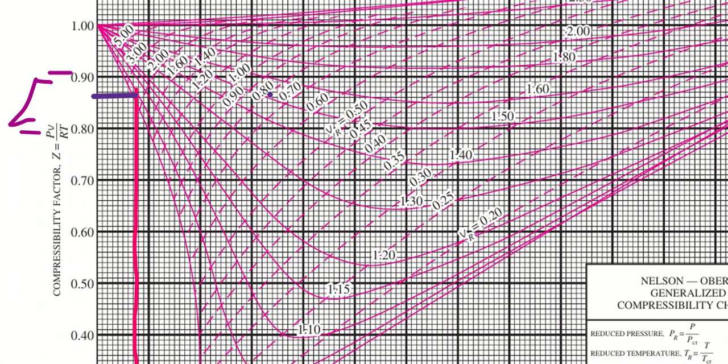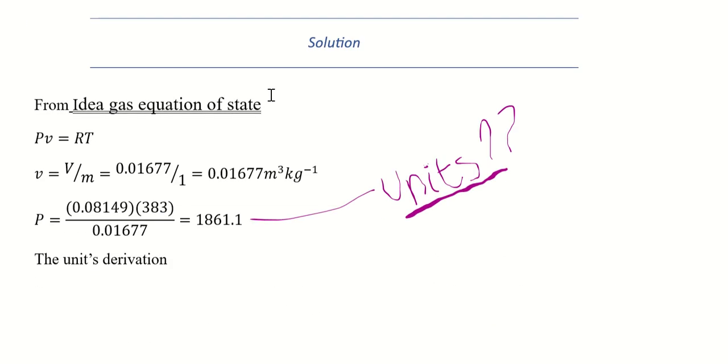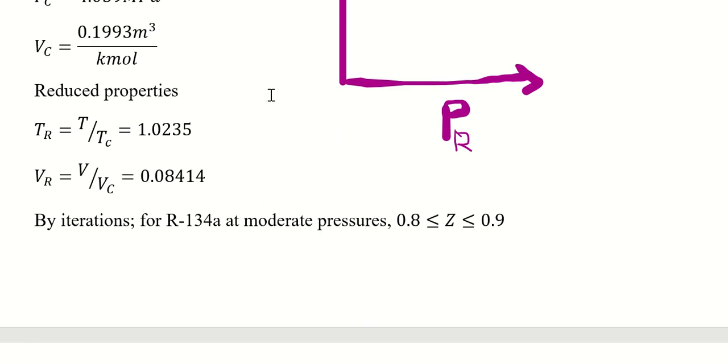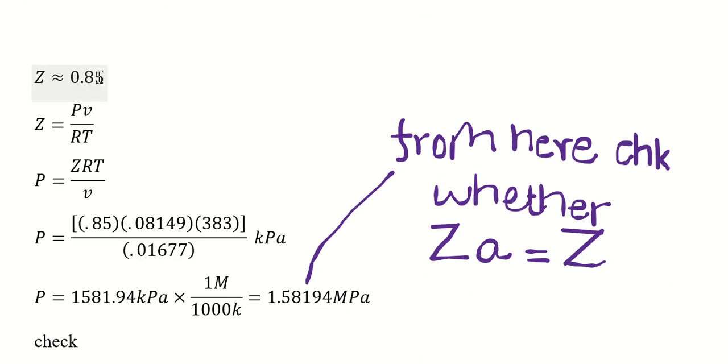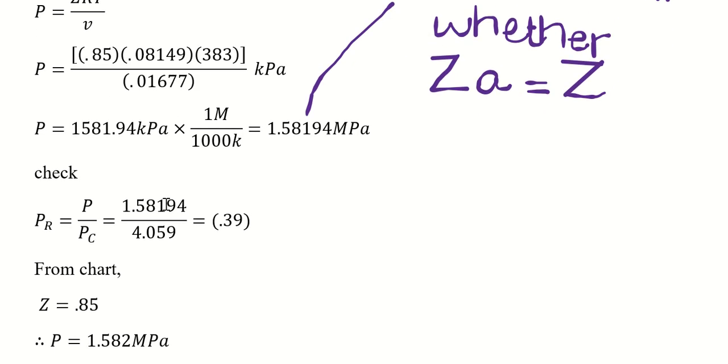We are so accurate because we assumed the value of Z would be 0.85, and indeed from what we've just done, we saw it's 0.86, between 0.85 and 0.86. So we assumed the correct value. That means this value of pressure we just calculated is correct. And we can put therefore pressure is equal to 1.582 megapascals.